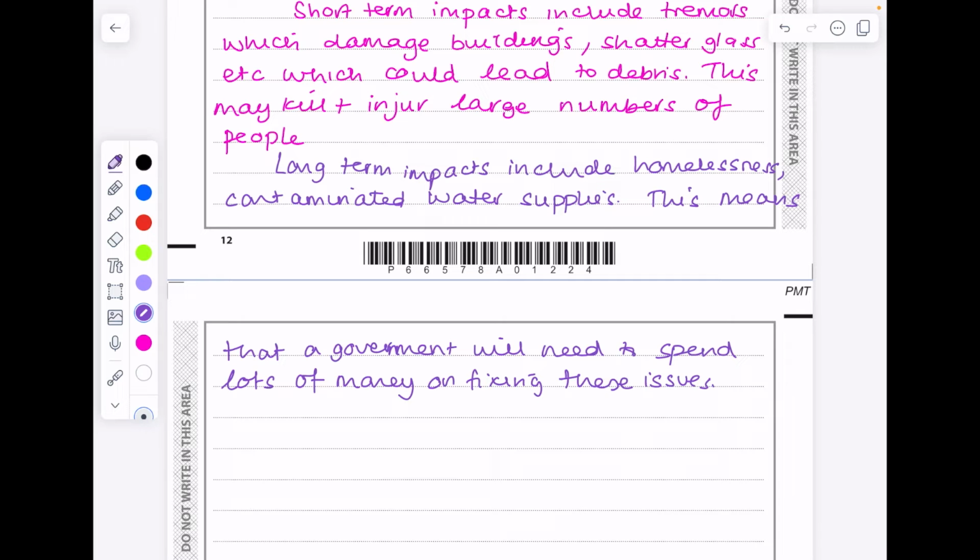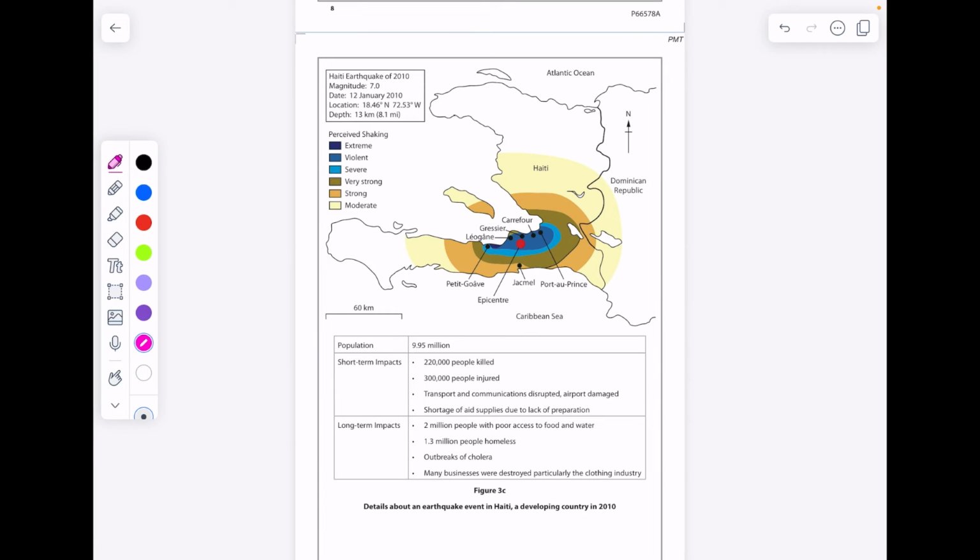And now we're going to check out figure 3C. So in order to maximise our chance of getting 8 marks in this question, we really need to look in depth at figure 3C, which shows details about an earthquake event in Haiti, a developing country, in 2010. So we're going to work our way around the figure, starting here with this key, perceived shaking. So obviously, the darker the shade of blue, the more extreme shaking that the area receives. So you can see that violent shaking is experienced down here at Port-au-Prince, Carrefour, Grecia, and Ligan.